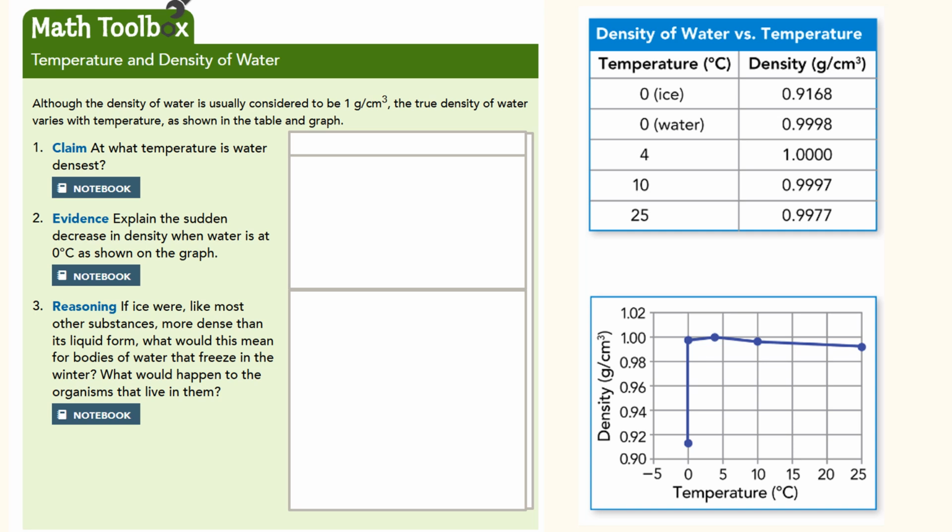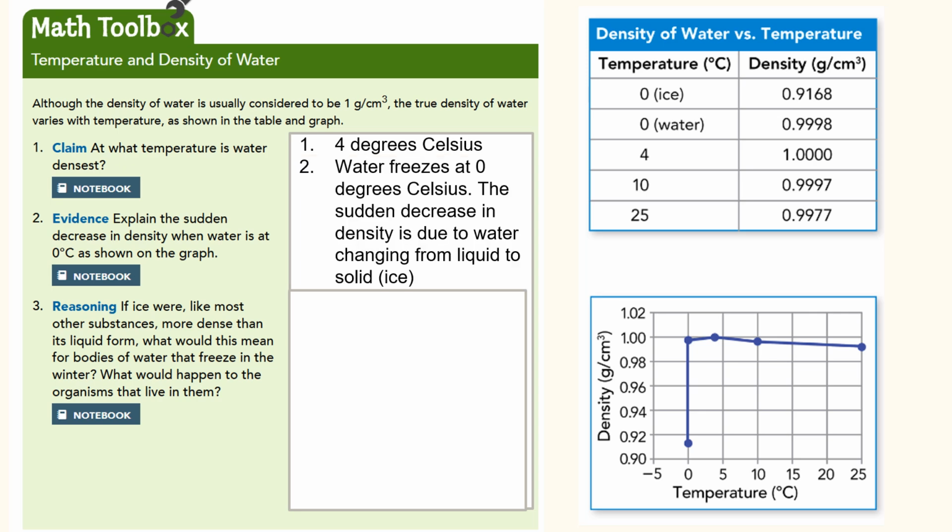So, at what temperature is water the densest? And according to this graph and this chart, water is going to be densest at 4 degrees Celsius. Explain the sudden decrease in density when water is at 0 degrees Celsius as shown on the graph. And water freezes at 0 degrees Celsius. The sudden decrease in density is due to water changing from liquid to solid ice.